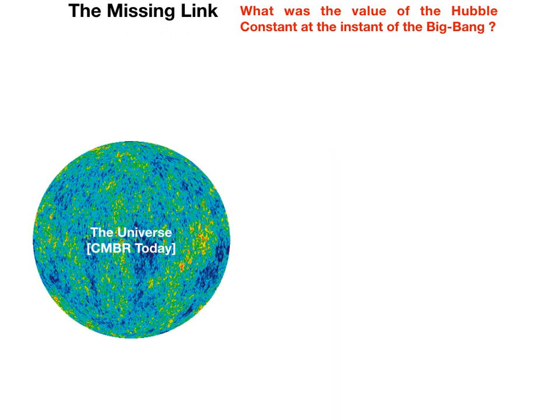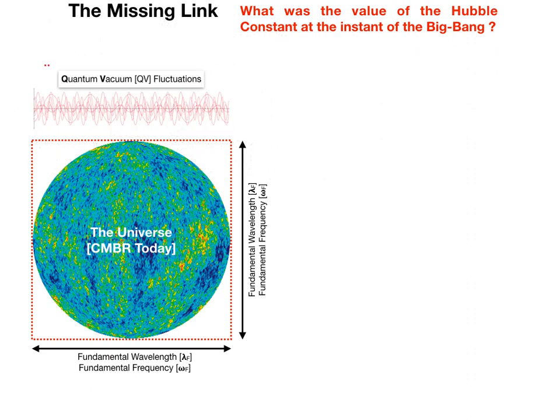We'll begin by describing the universe we see today. This illustration of the universe is actually a sphere represented in 2 dimensions. That is, a circle. Let's now draw a cube around the sphere. The length of the cube is termed the fundamental wavelength. Associated with that cubic fundamental wavelength is its cubic fundamental frequency.